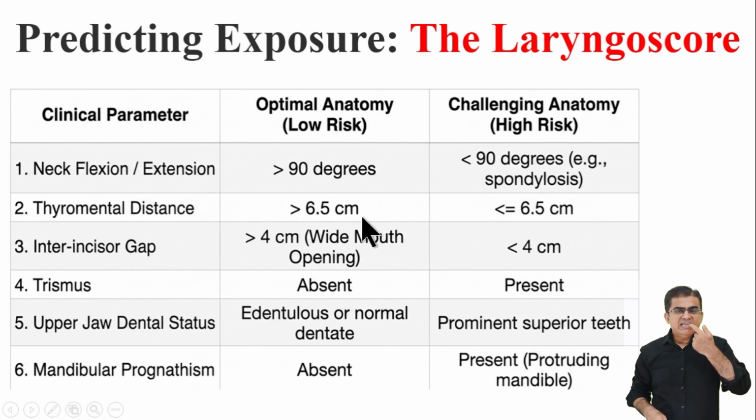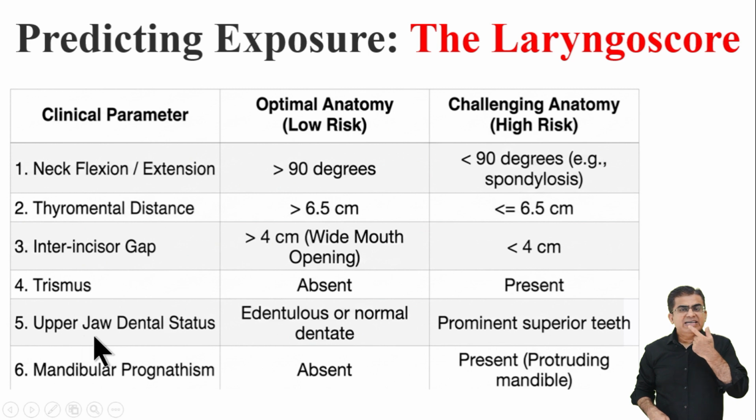Third is the inter-incisor gap. This is simply how wide the patient can open their mouth. We need a mouth opening of at least more than 4 centimeters. Fourth, we must check for trismus. If the jaw muscles are tight and the mouth cannot open, our rigid scope will simply not pass.